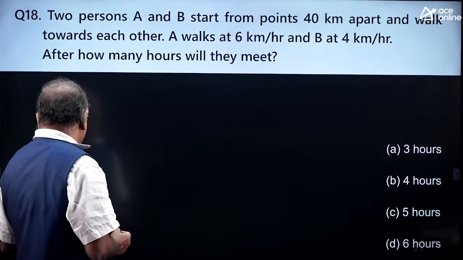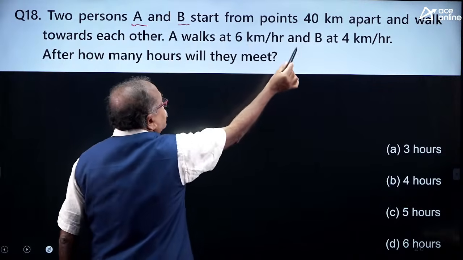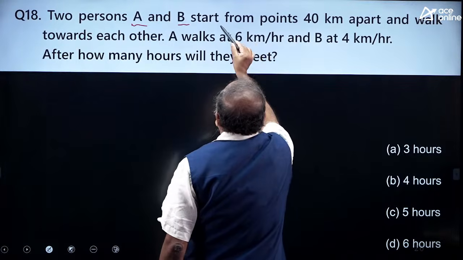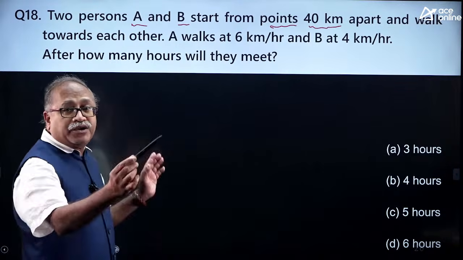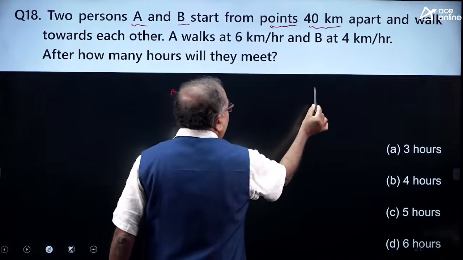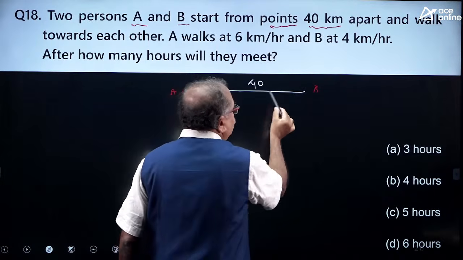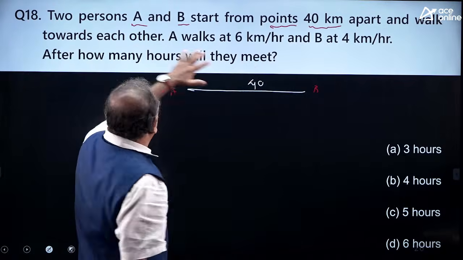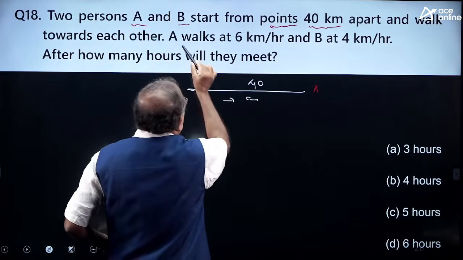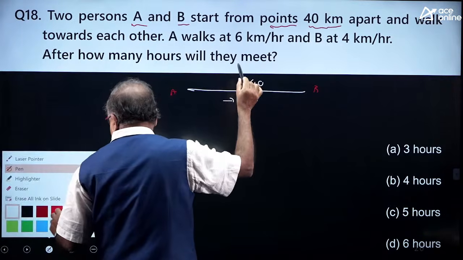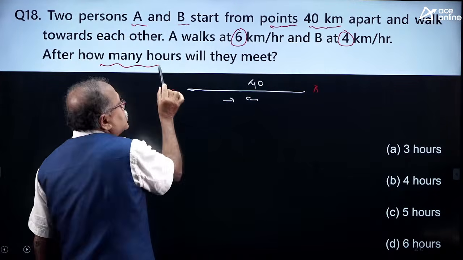This is a very simple question, my friend. Two persons A and B start from points 40 kilometer apart. There are 2 points, A and B, and the distance is 40 kilometer. Now they walk towards each other. The A speed is 6 kilometer per hour and B speed is 4 kilometer per hour. After how many hours will they meet?